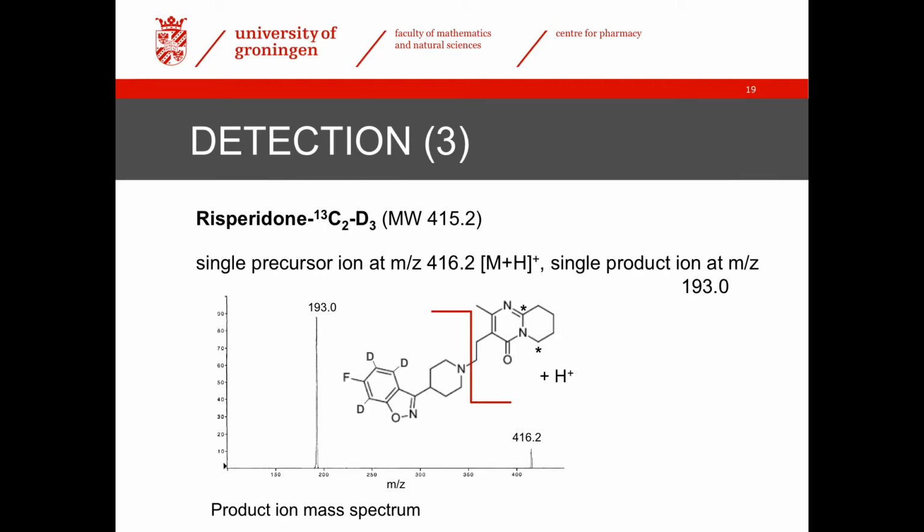For the internal standard, something similar happens. Because of its 2 13C atoms and 3 deuterium atoms, it has a mass 5 units higher than risperidone. The mass-to-charge ratio after the ionization is therefore 416.2. And after fragmentation, only 2 of the 13C atoms are left. So the fragment is 2 mass units higher than the fragment of risperidone, at 193.0.